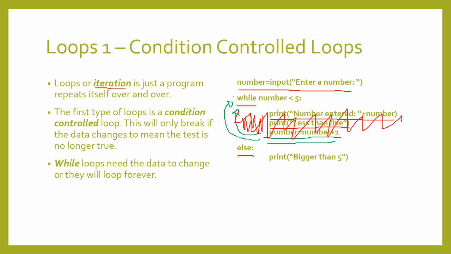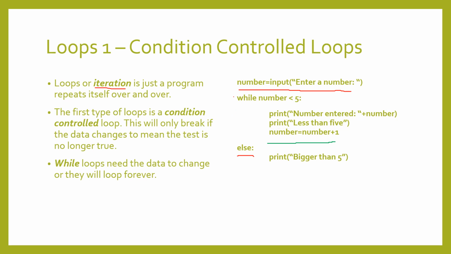Alright, but that's a while loop. I'll get rid of all this for you so you can see it. Essentially, it's saying, while the number is less than 5, keep looping, but add 1 to the number every time. That's what this one little bit's doing. Add 1 to the number every time.